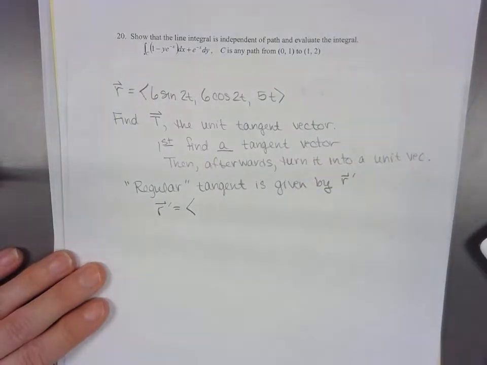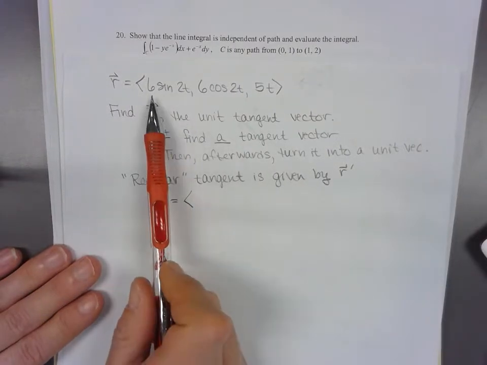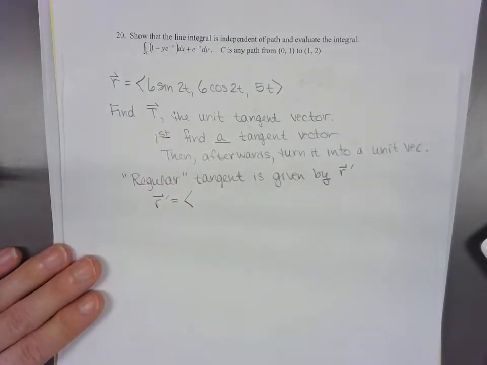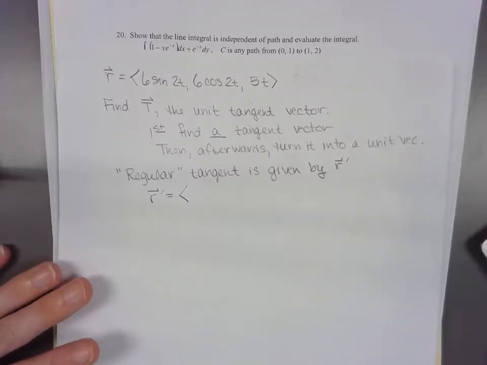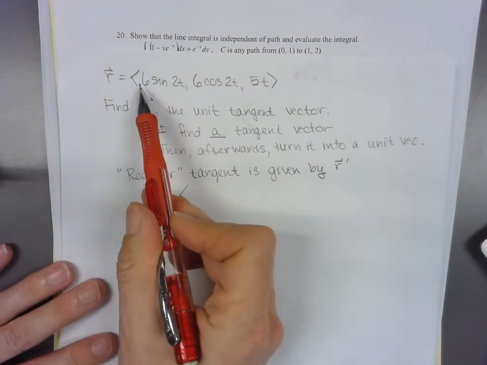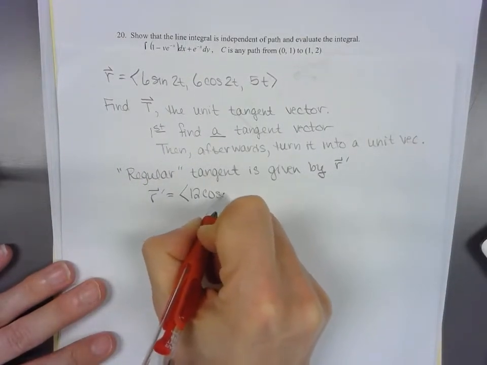And we'll do it component by component. For the first component, the 6 is a constant that stays out in front, and then the derivative of sine 2t would be 2 cosine 2t, right, from the chain rule. So the 6 times the 2 would give us the 12 cosine 2t.